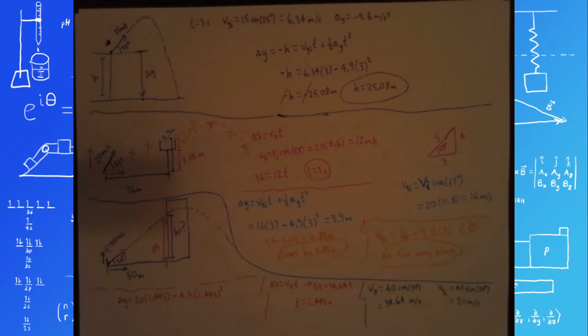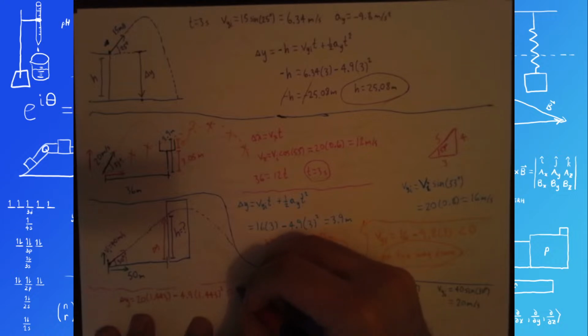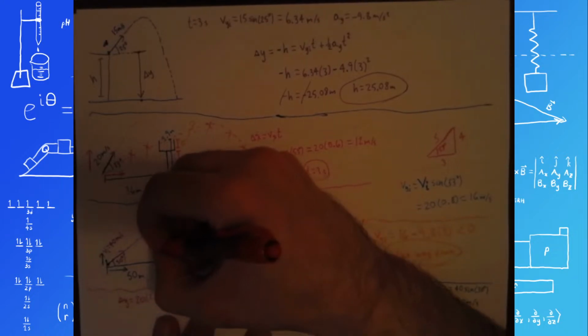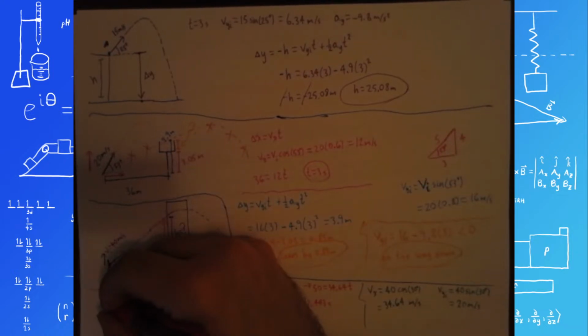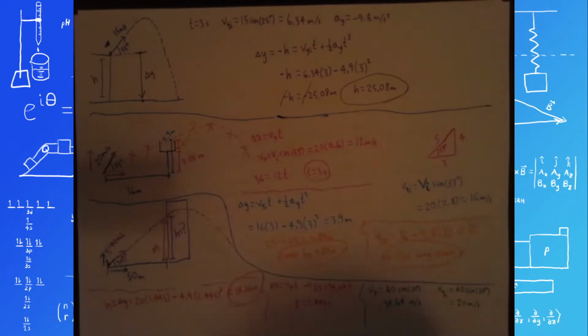Plug all that into the calculator. 20 times 1.443 minus 4.9 times 1.443 squared. I'm getting 18.6569. I'll say 18.66. I'll say about 18.66 meters. That should be a good enough number of decimals. And I'll just circle that as my final answer. So I'll just put h equals there, and now I don't have to write anything more.